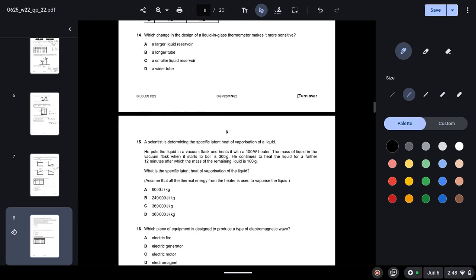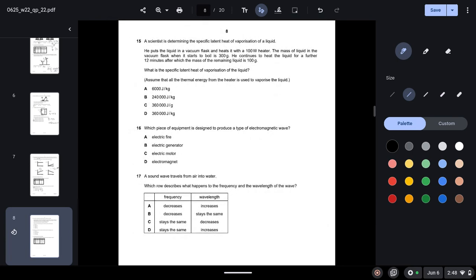Which change in the design of a liquid in glass thermometer makes it more sensitive? So sensitivity is increased when there is a greater increase in the reading for a smaller change. So a longer tube, this would not increase the sensitivity. A smaller liquid reservoir, this would also not, and this would also not. All these three options would in fact decrease the sensitivity. Only option A would increase the sensitivity.